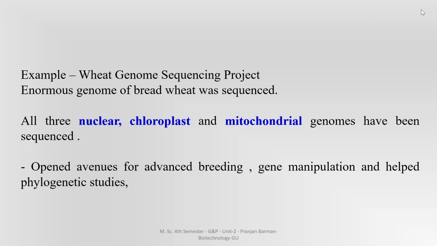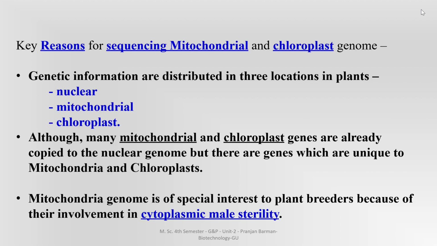Another example, wheat genome sequencing projects. In wheat, we have sequenced nuclear, chloroplast, and mitochondrial genomes, all of which is helpful in crop improvement, breeding, gene manipulation, and also helped in phylogenetic studies.